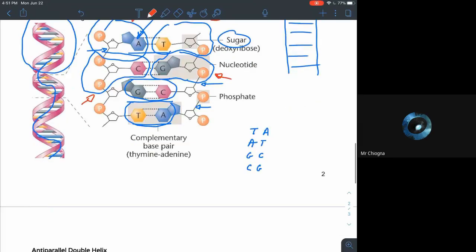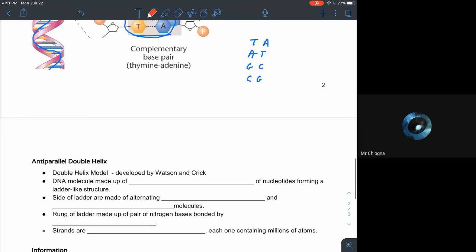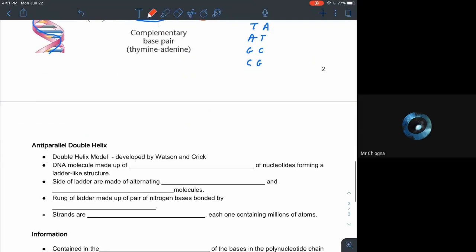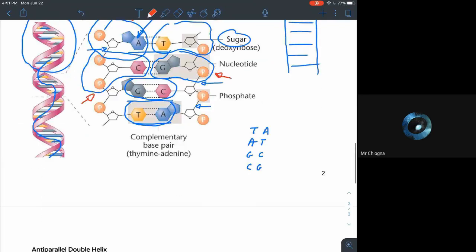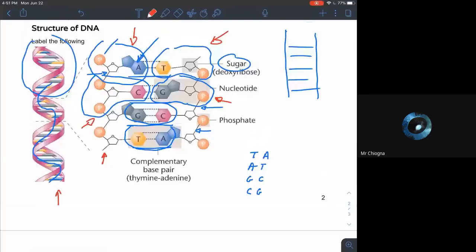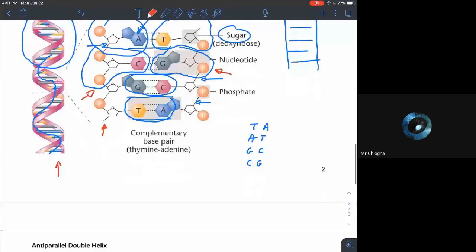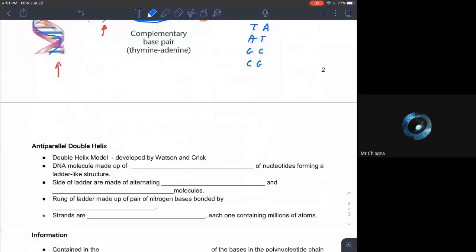Okay, we'll go down to here. This is the double helix structure I was referring to. That structure comes about because of the angle of the bonds in the sugar groups. Let's go down here. The double helix model was developed by Watson and Crick. The DNA model is made up of two connected chains.